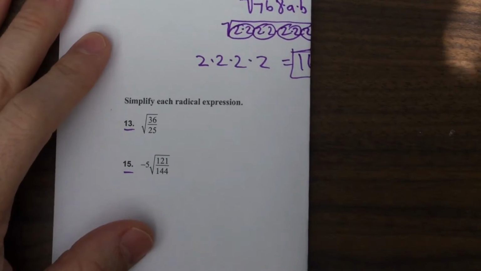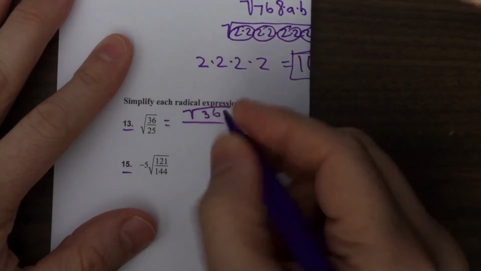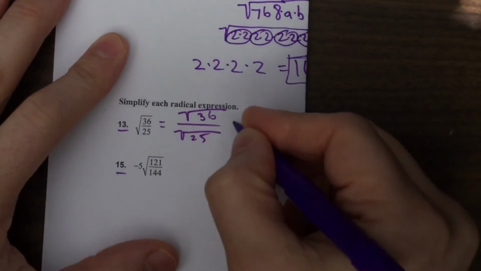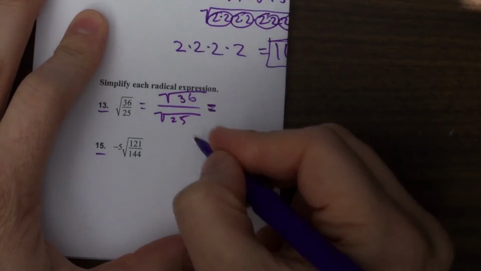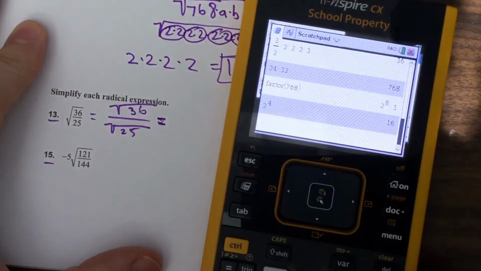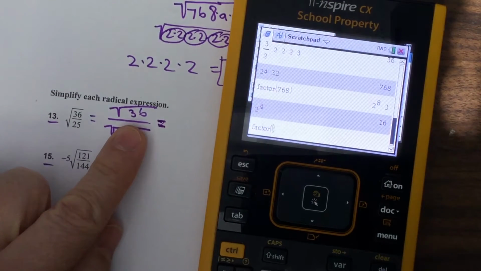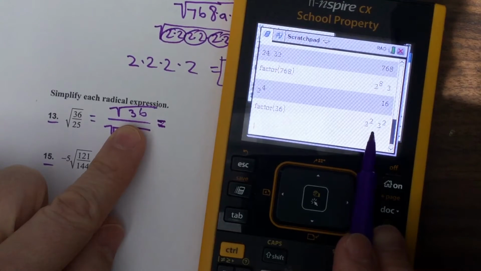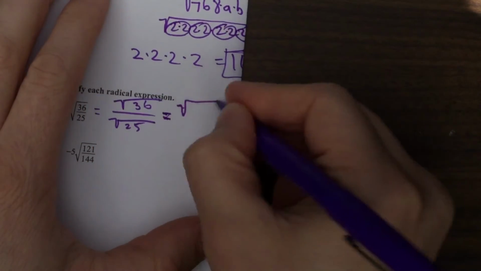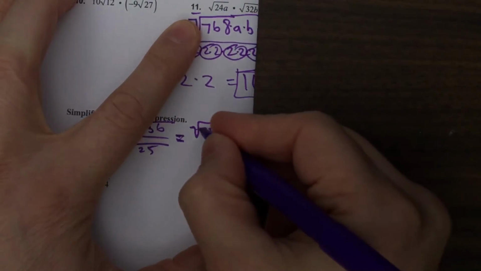Okay, these bottom two, all you're going to do with these is break it into a top problem and a bottom problem. Now these are perfect squares, but you may not recognize that those are perfect squares, and you may not even know what I'm talking about. So I'm just going to approach these the same way I did before. I'm going to go to my factor screen, and first I'm going to get the factors of 36. That is 2 2's and 2 3's. Okay, a pair of 2's and a pair of 3's. It's a little messy, sorry about that.